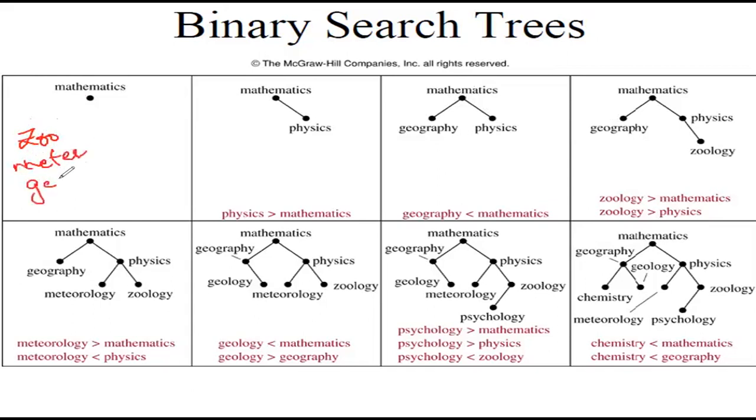So you have to look at the alphabet, and if the alphabet comes before your root, then it will be on the left. If the alphabet comes after the root, then it will be on the right. These are the subjects that you have to add. Psychology and chemistry finally. So draw a binary search tree by yourself.